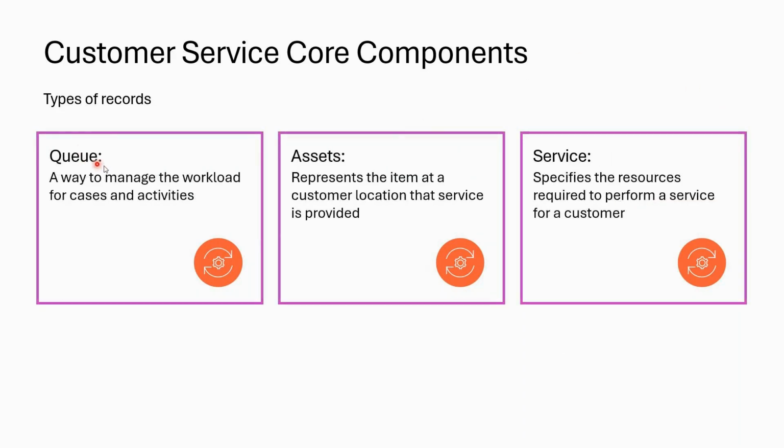Next, queues. Queues are nothing but whatever case needs to be registered for a specific team, we can send it there. Assets represent the item, a customer location where service is provided. Service specifies the resources required to perform a service for a customer. Okay, this is all about that.